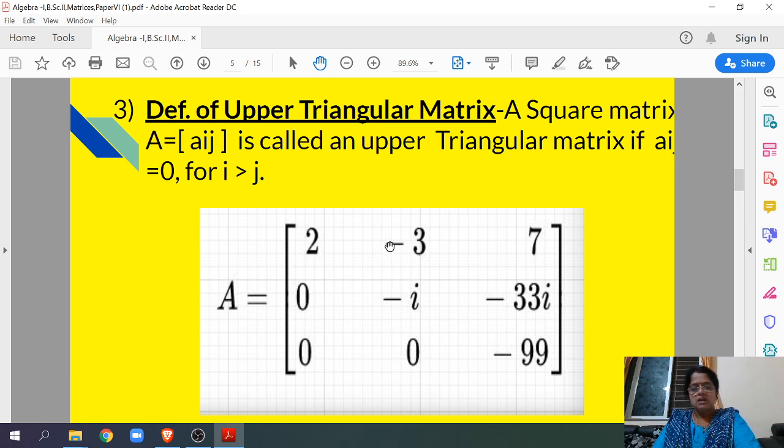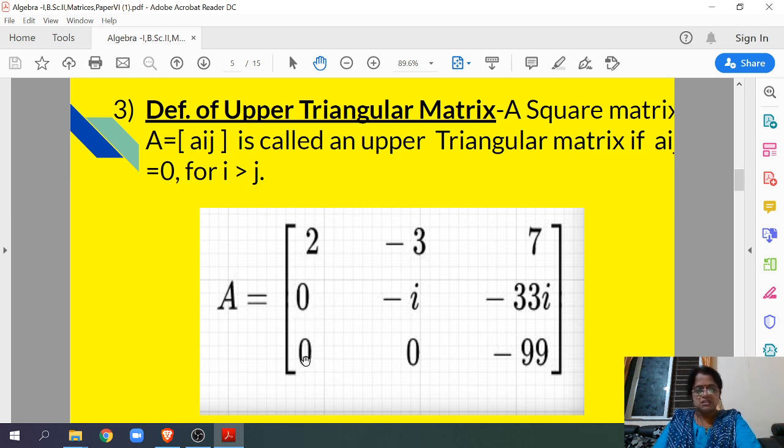Therefore here -3 is the A12 element. A12 element means i is less than j. Therefore there will not be any condition for this element. Now consider the element which is 0 here, because this is the A21 element, because this is in the second row and first column. A21 is 0, that is, 2 is greater than 1, that is, i is greater than j, and therefore this number will be 0.